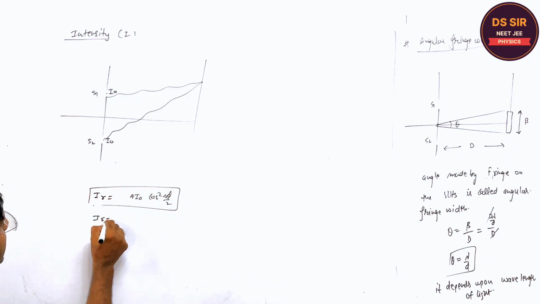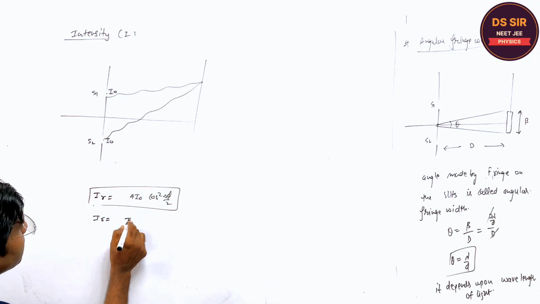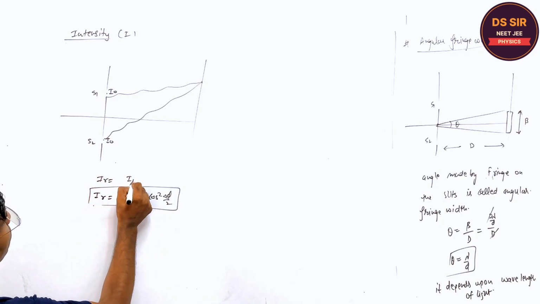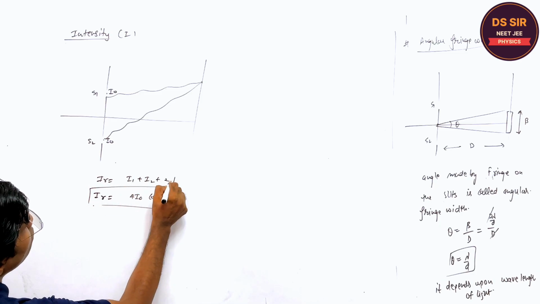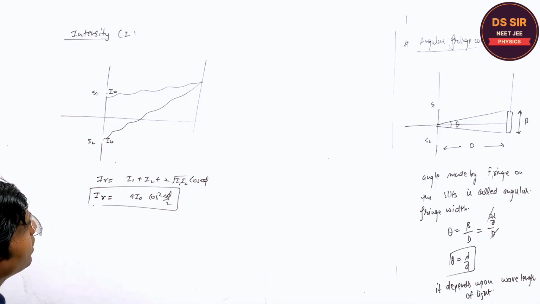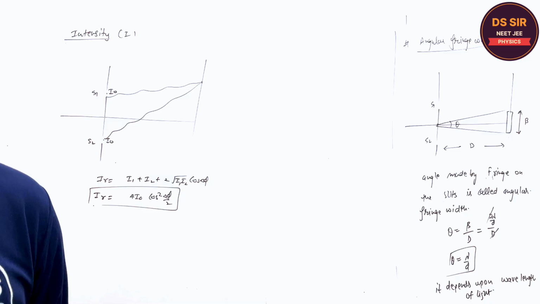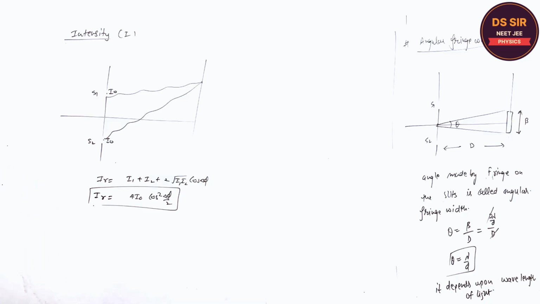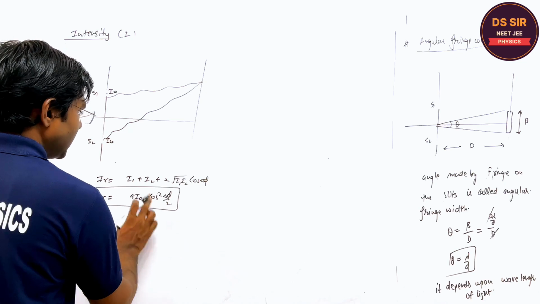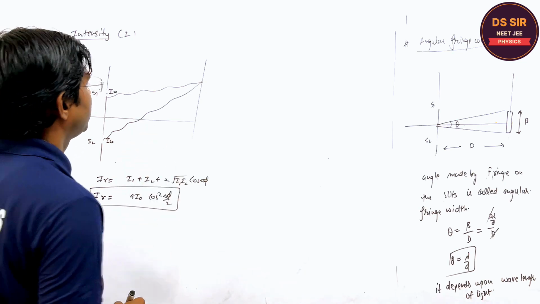Or the resultant intensity may be written as I1 plus I2 plus 2 root I1 I2 cos delta phi. Is it clear or not, Sanjay? But it is the special case we have done, when both intensities are the same. So the resultant intensity is given by this.